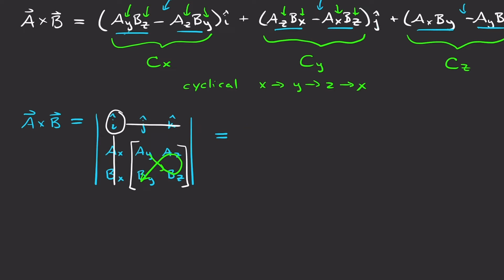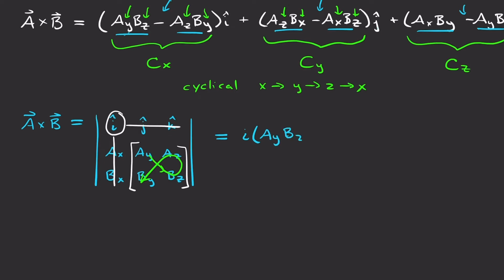So this first term is going to be your i hat components, and you're going to do ay, and then down and to the right times bz, and then you're going to have a minus sign, and then you're going to go from the top right to the bottom left. So az times by. Okay, now let me erase this really quick and do the second component.